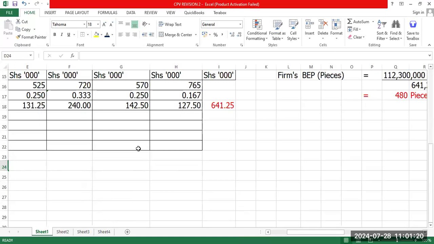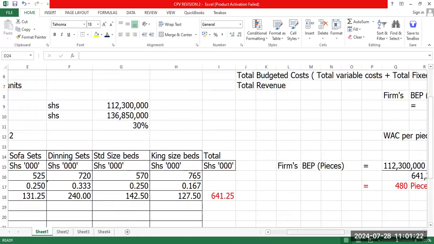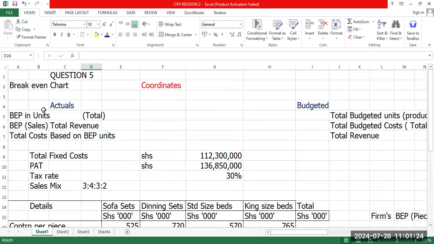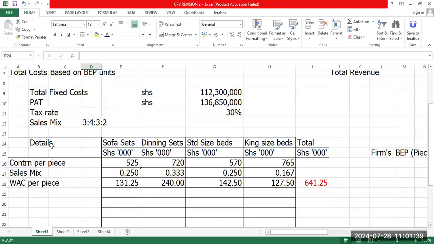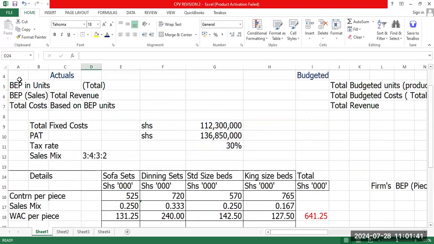Remember, on your graph, you're looking for break-even point in units. That is break-even point in pieces, not in batches. So if you have used the second method, you have to convert. Okay, so we are done with the first one.